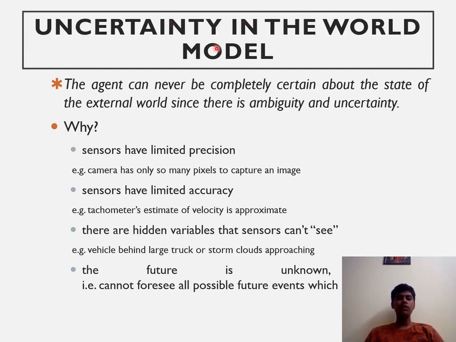Uncertainty in the world model. The agent can never be completely certain about the state of the external world, since there is ambiguity and uncertainty. Why? The sensors have limited precision. Cameras have only so many pixels to capture an image. Sensors have limited accuracy; tachometer velocity estimates are approximate. There are hidden variables that sensors can't see, for example a vehicle behind a large truck or storm clouds approaching. The future is unknown and we cannot foresee all possible outcomes.